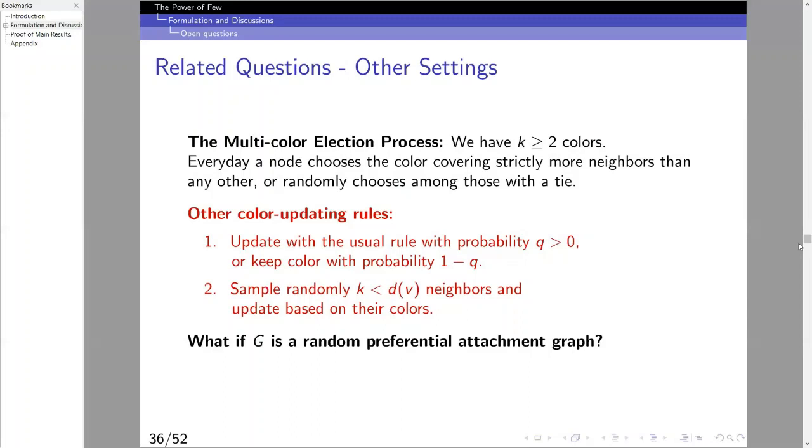For the second one, we can sample only a few of our neighbors and update based on their colors only. It's sort of realistic considering that our Facebook friends can be a few thousand, but we only follow a few of them. And the last one is when we change the graph to a random preferential attachment graph so that it models social networks in real life more closely.